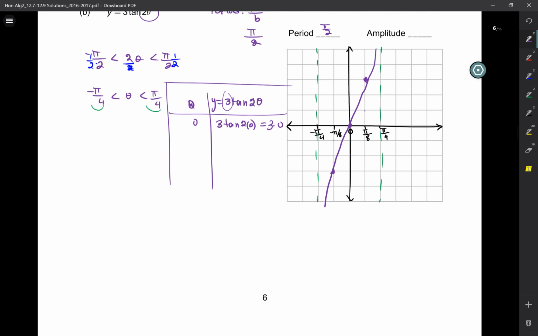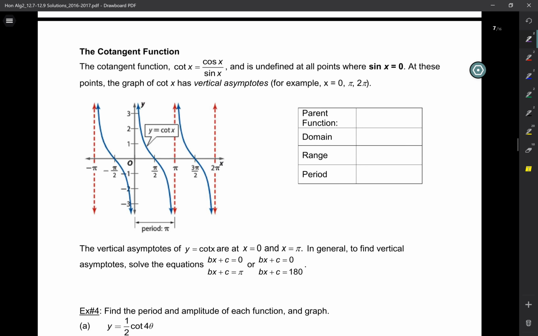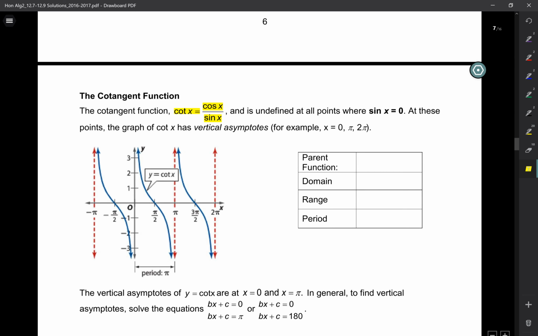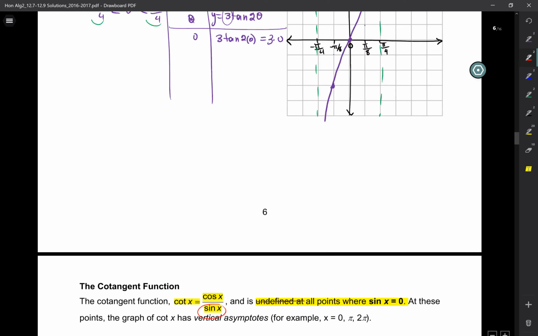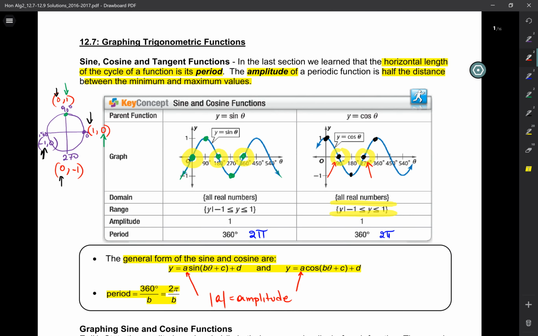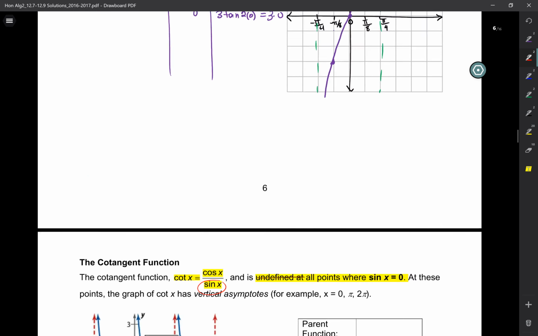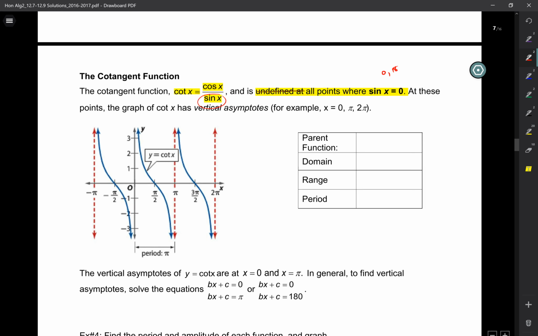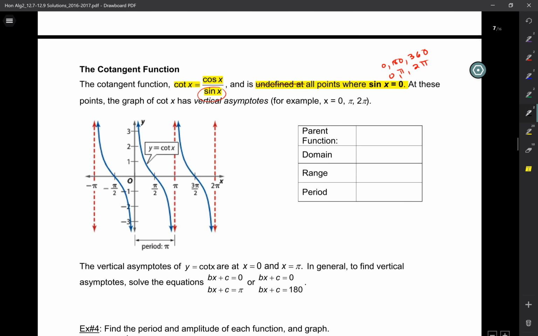All right. So now, let's go to the cotangent. Cotangent is defined as cosine over sine. So it's undefined at all points where sine of x is equal to 0, because you don't want the denominator sine of x to be 0. So where did we say sine of x was 0? At 0, 180, 360, otherwise known as 0, pi, 2 pi. So those are the points where you have vertical asymptotes. So let's fill this in here. The parent function that we're talking about is cotangent of x.